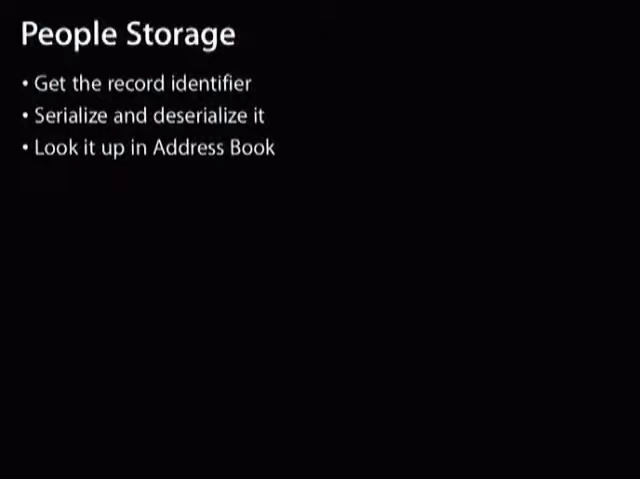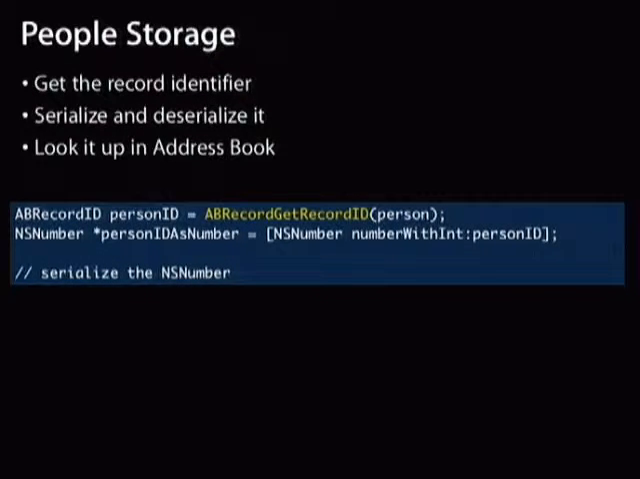If you've made a mapping between something on the web, something local, the way to do it is getting the record identifier. That's an integer. You can store it. When you come back, you can use that identifier to get the record from address book.